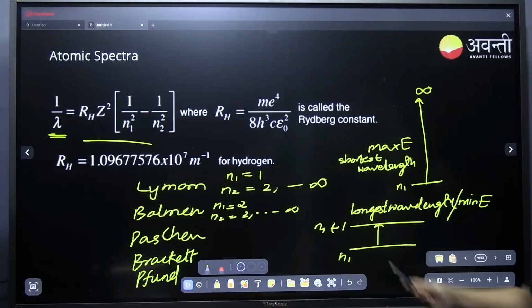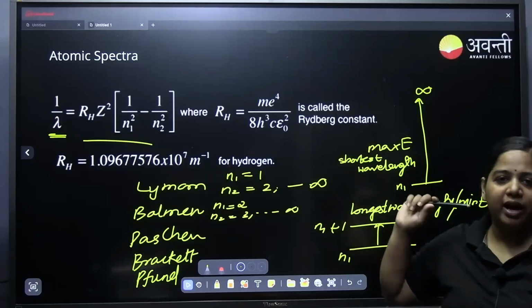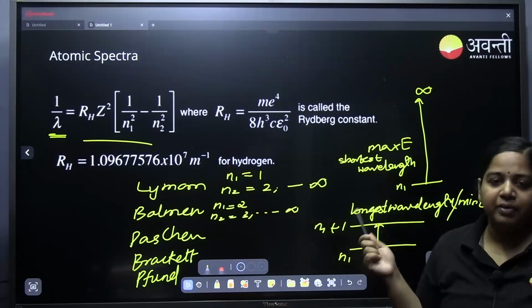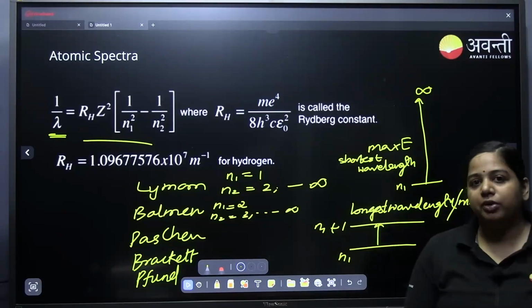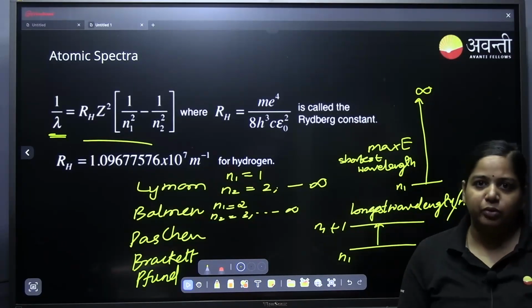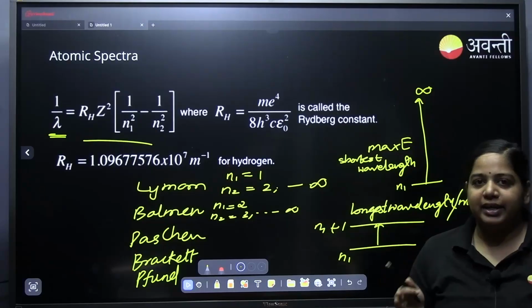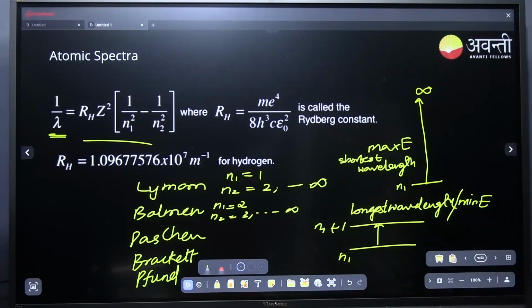And in most cases you won't have to learn the value of RH. It is the Rydberg constant. Most of the time you don't have to learn the value. Either it will be given in the question, or it will be a case where it is getting cancelled out.